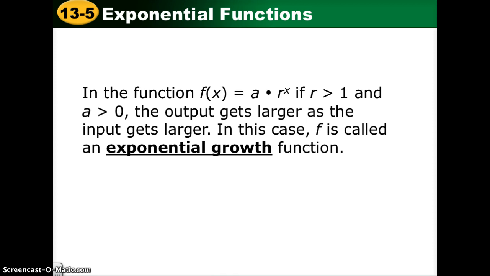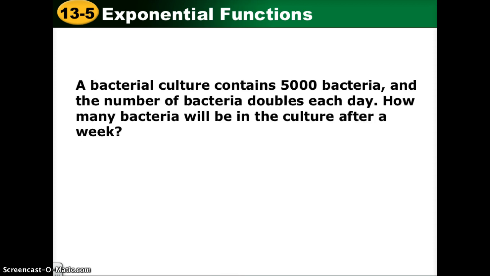In the function f of x equals a times r to the x, if r, the ratio, is greater than 1, and a, the starting value, is greater than 0, the output gets larger as the input gets larger. In this case, f is called exponential growth. A bacterial culture contains 5,000 bacteria, and the number of bacteria doubles each day. How many bacteria will be in the culture after a week?